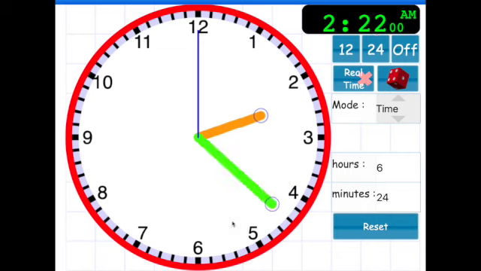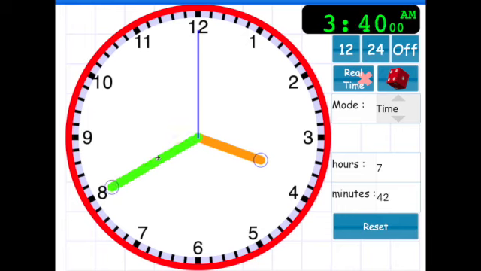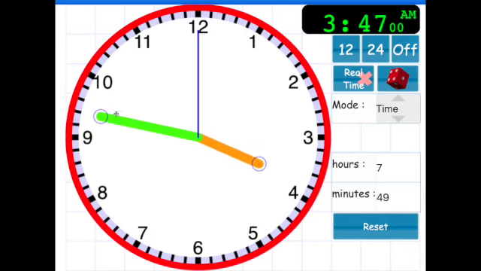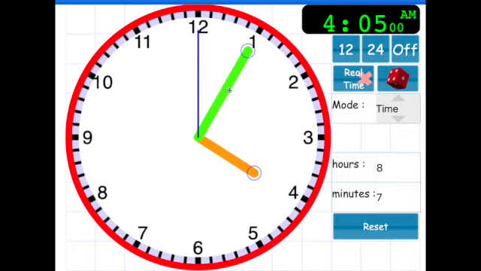Let's have another go. What time is it? That's right, it is 25 to. Well, it's 25 to 4. What time is it? It's 5 past 4.